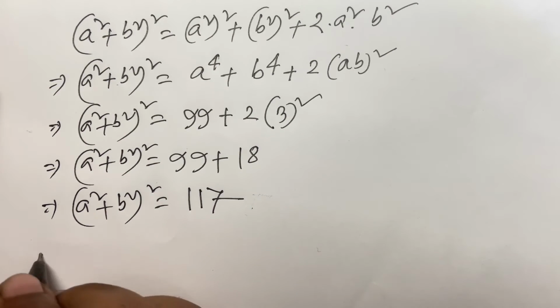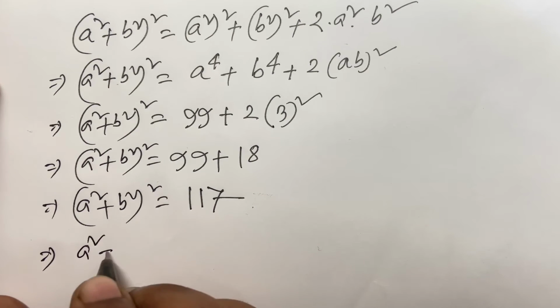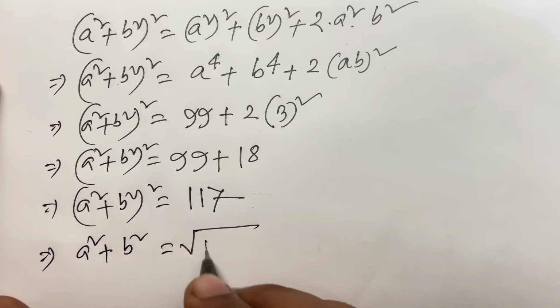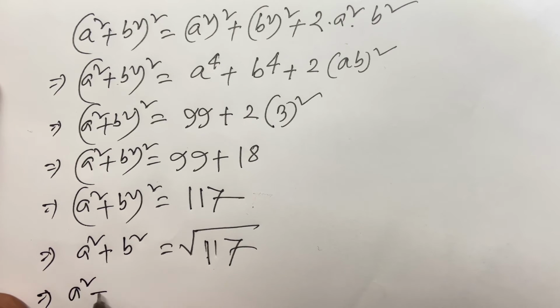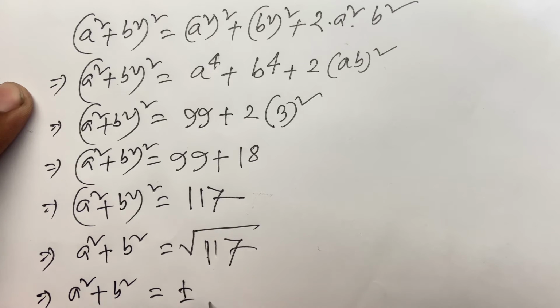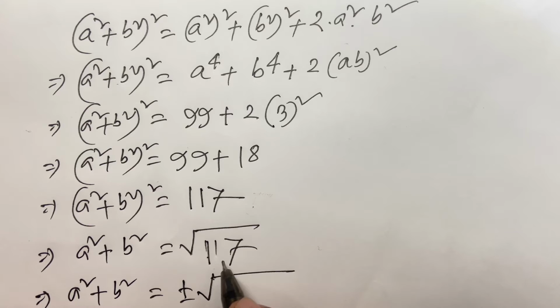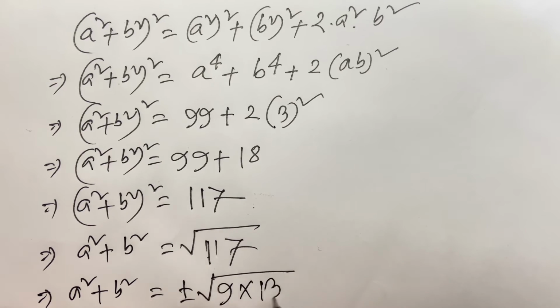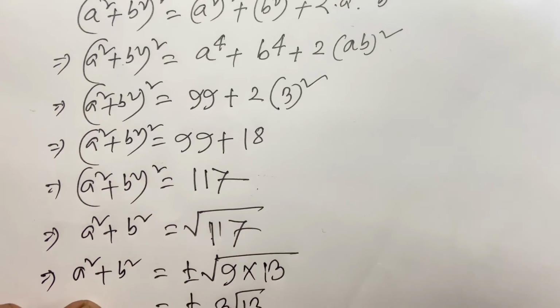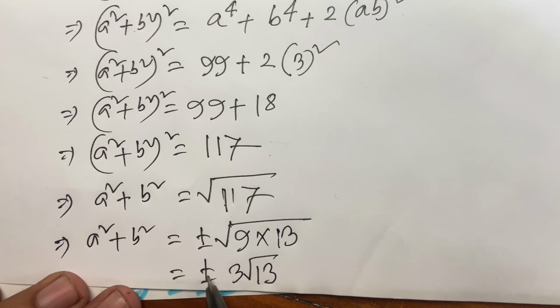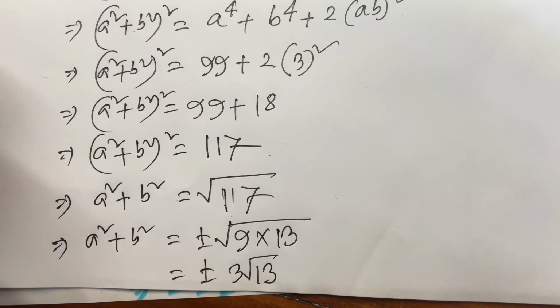Now I can say a square plus b square equals root over 117. I apply both sides root over. So now I can say a square plus b square equals plus minus root over 117, and 117 is equal to 9 multiplied by 13. So this value is plus minus 3 root over 13. Now I can say easily a square plus b square is equal to plus minus 3 root over 13.